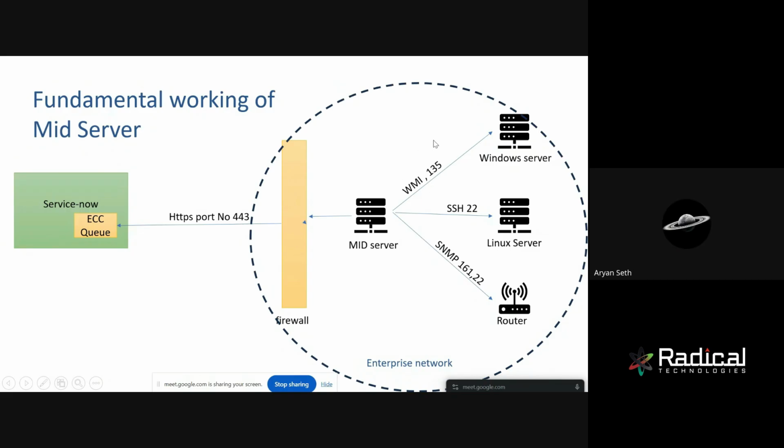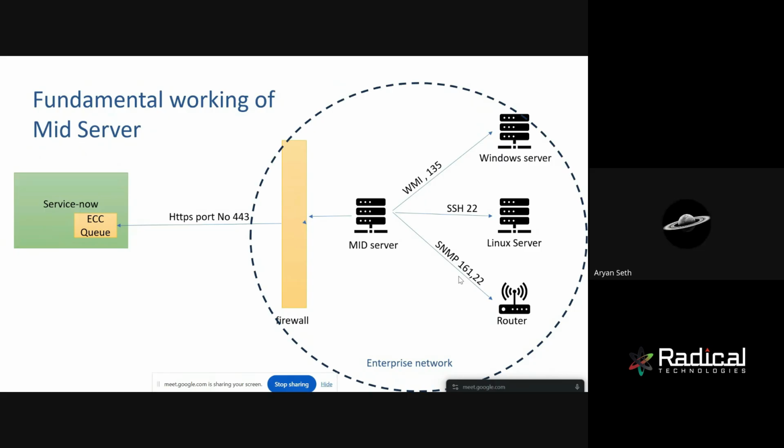Why 135? Basically, every device has its own protocol. Every Windows device will be discovered on the 135 port only. Every Linux server will be discovered on port 22 only. So these are the protocols set for every type of server or every type of network device. And for all my network devices over here, you can see it needs to be 161 or port number 22.